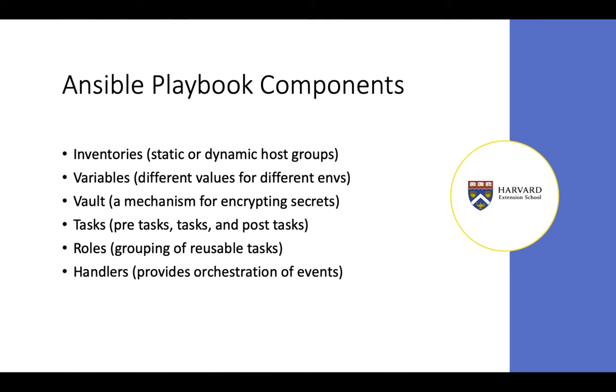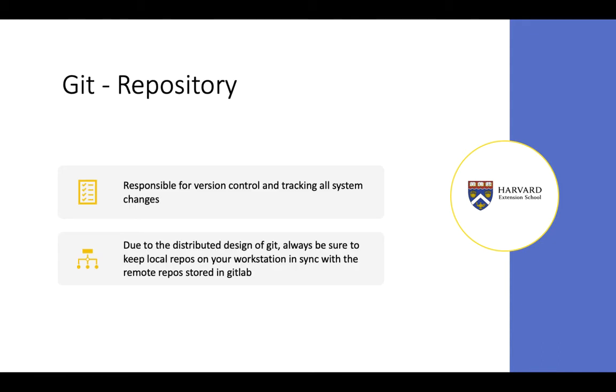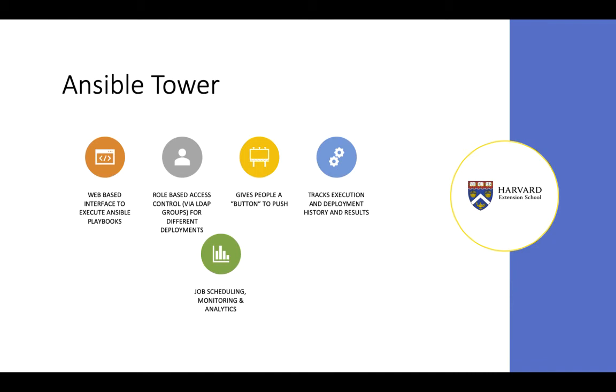There are various components as part of an Ansible playbook, like tasks, handlers, variables, inventories, and so on, to help create the playbooks and execute them from Ansible engine or Ansible Tower. As part of any development, we need a repository to store our changes and track them, along with version control.